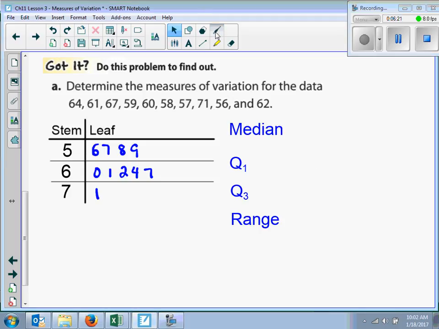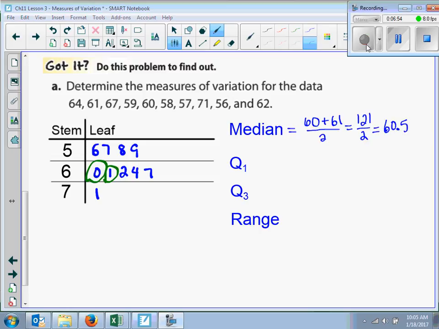Okay, so to find the median, we want to get to the middle. So how many numbers do we have altogether? 10. So that means we have two middle numbers, right? So 10 divided by 2 is 5. So 1, 2, 3, 4, 5, 60. And then 1, 2, 3, 4, 5, 61. Those are our two middle numbers. Okay. So we add the two middle numbers, divide by 2. We get 121 divided by 2. So the median is 60.5, right?